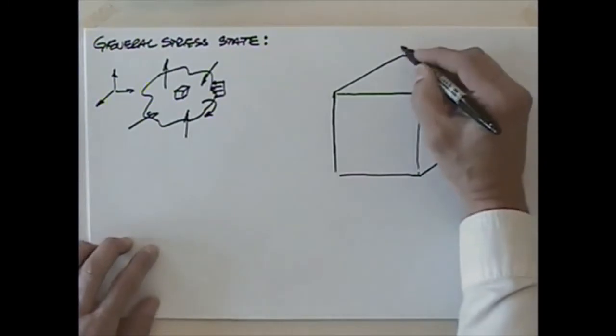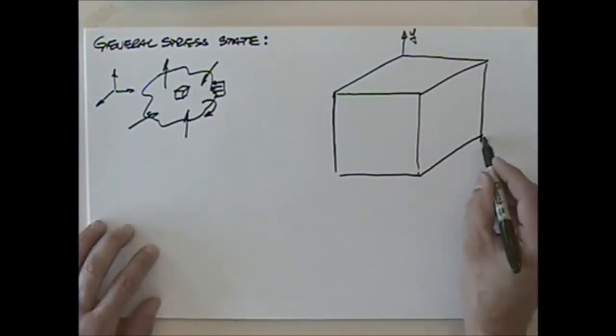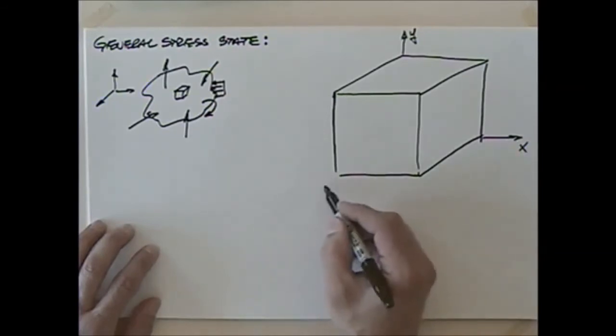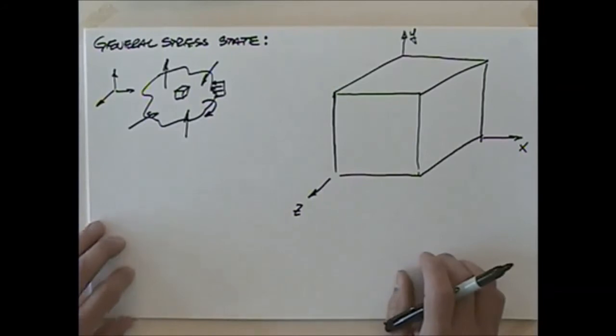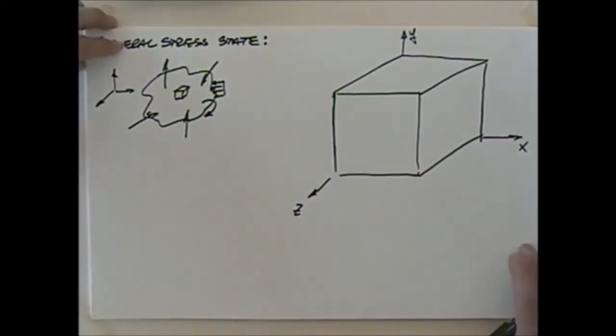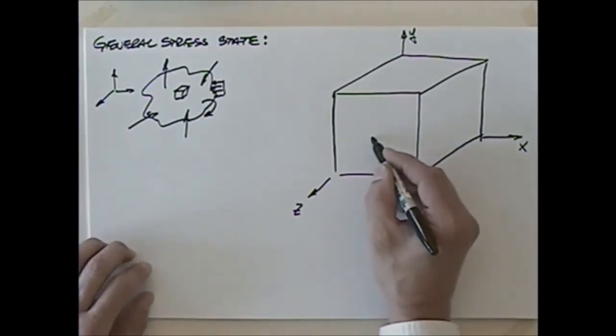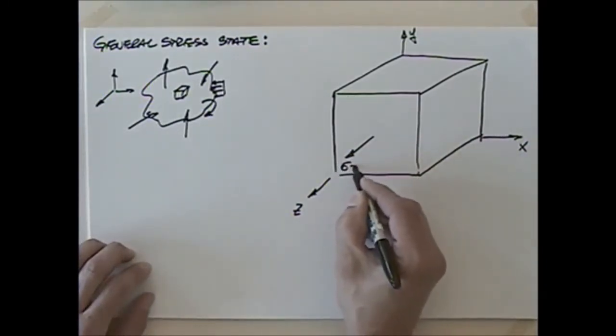So I'm going to say that this is the y direction, this is the x direction, and this is the z direction. Yeah, we've got a right-hand coordinate system, so we're okay. So we could start to quantify these stresses, and we might talk about the stress out of this space. We could say that that is sigma z.